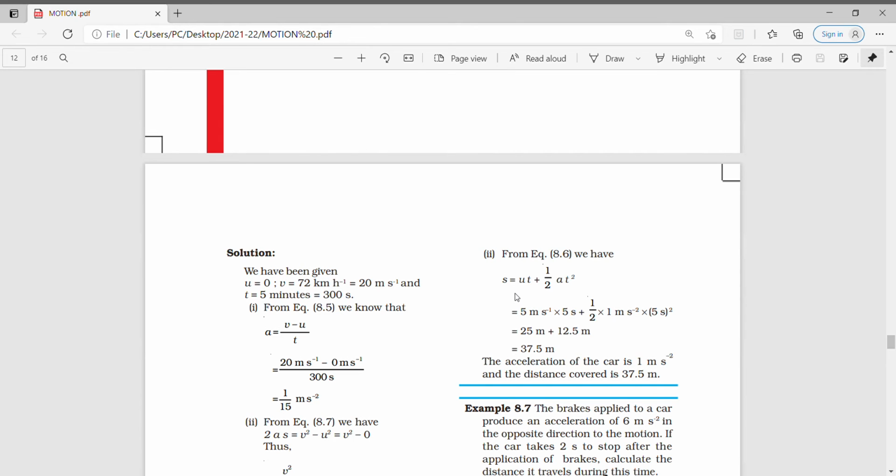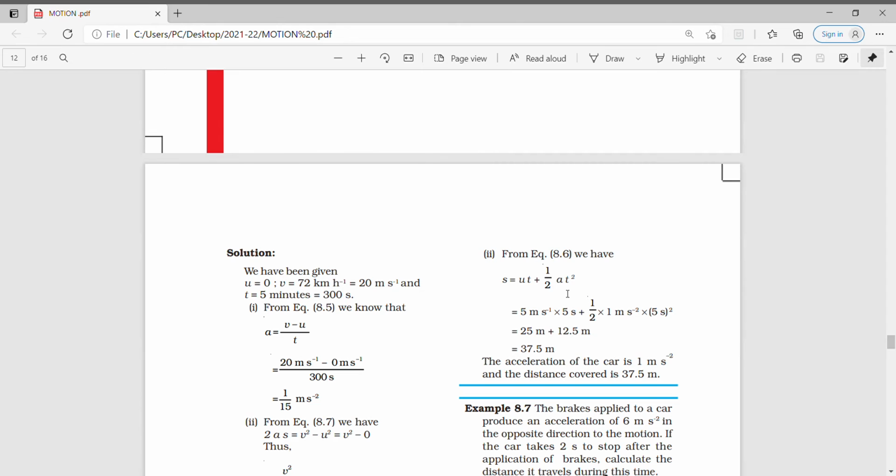write an equation in which only one factor is unknown. All other factors are known and only one is unknown. Like in the second equation of motion, we know u, t and a. We know all these. We don't know s, so we can use this equation.